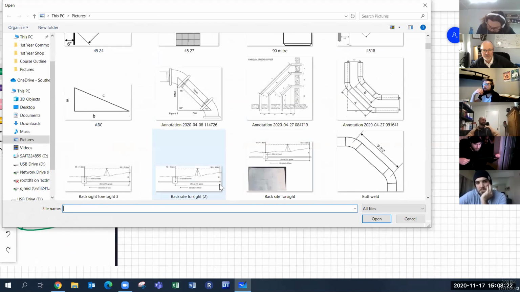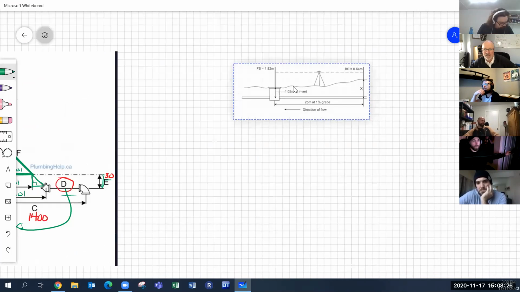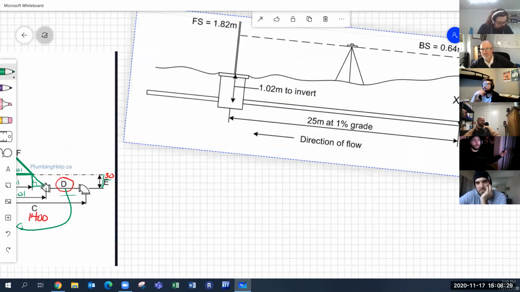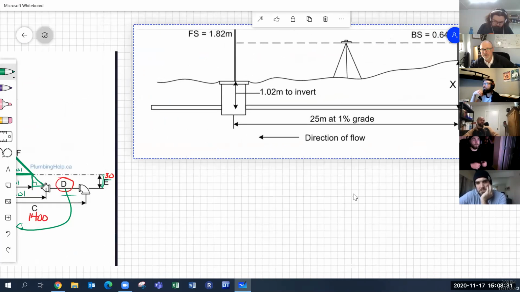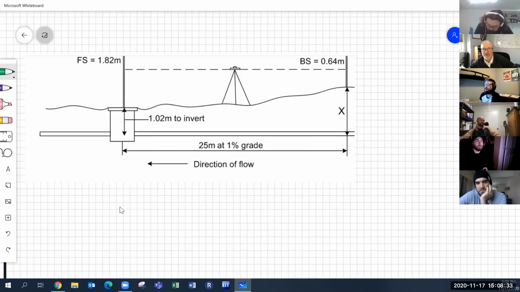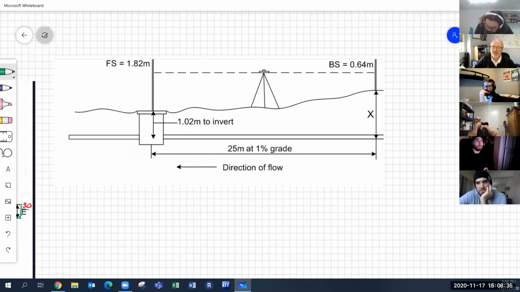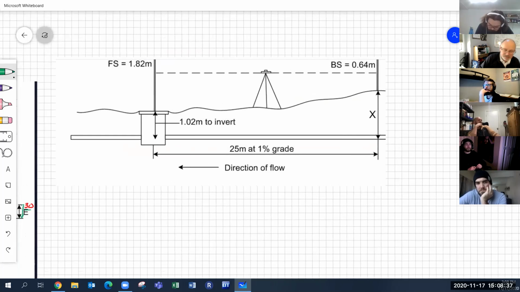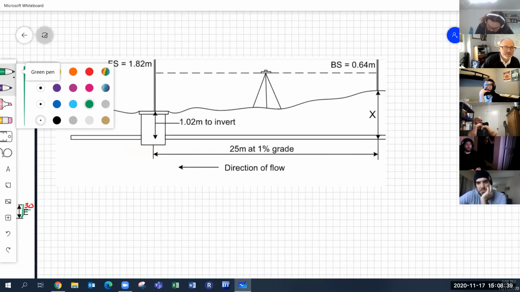I think I have something here. Let me just pop that in. Here too, you have a little fixture spacing example. I can't remember that one very well. Hanger spacing. Okay, so now we have this backsight foresight kind of deal, right?